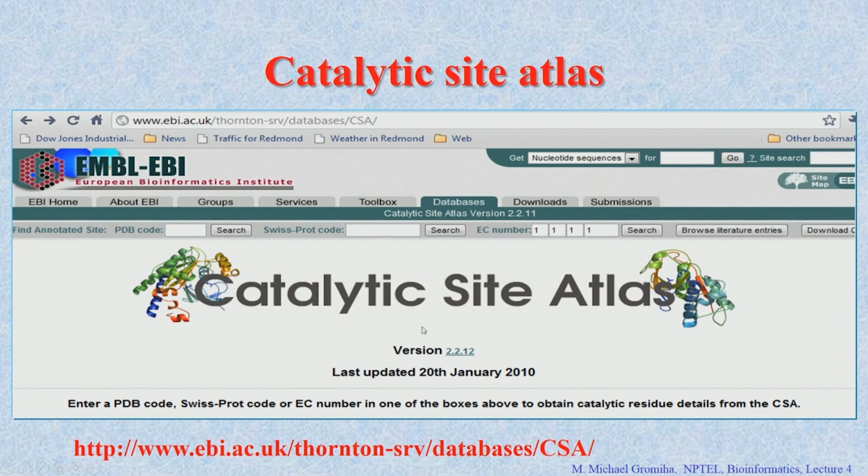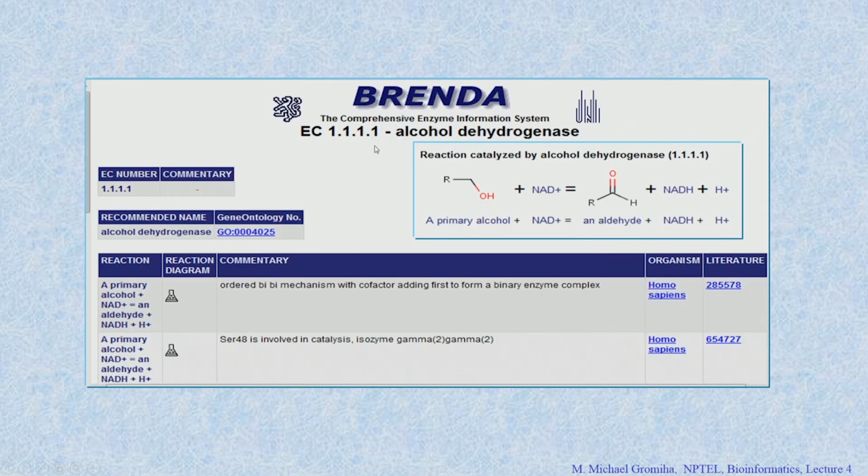Now you can get the catalytic site information based on various aspects. You can search with the PDB code, the Swiss-Prot code or UniProt code, or the EC number. Here I give the EC number 1.1.1.1. What is 1.1.1.1? Alcohol dehydrogenase. If you give this, it will show you all the PDB codes related to that alcohol dehydrogenase. How do we get so many PDB codes? Different organisms, different mutations and different resolutions. So, there are various options to get the same protein with different codes.